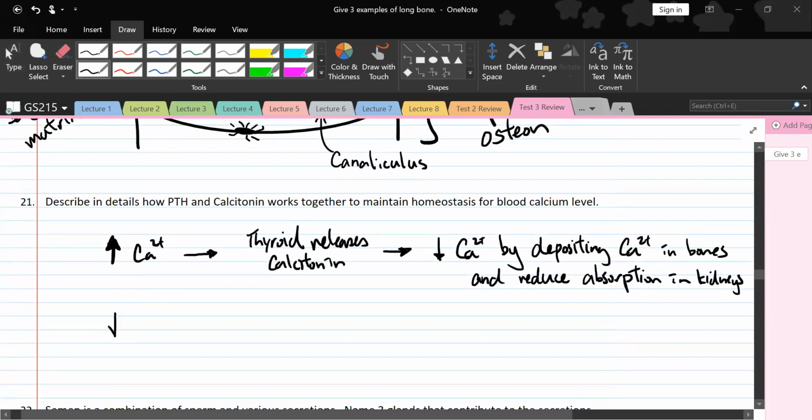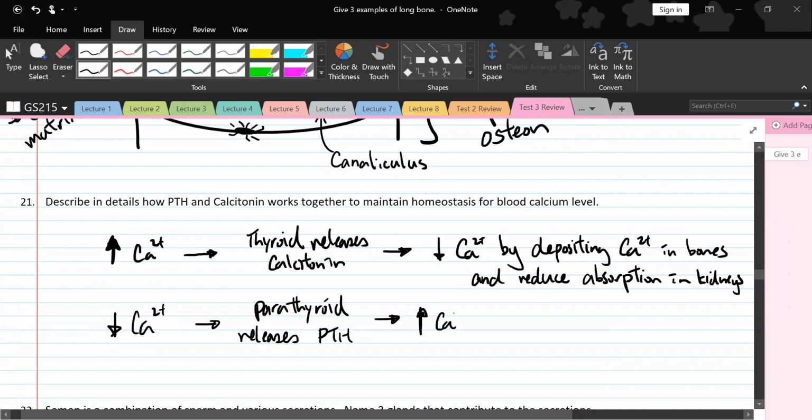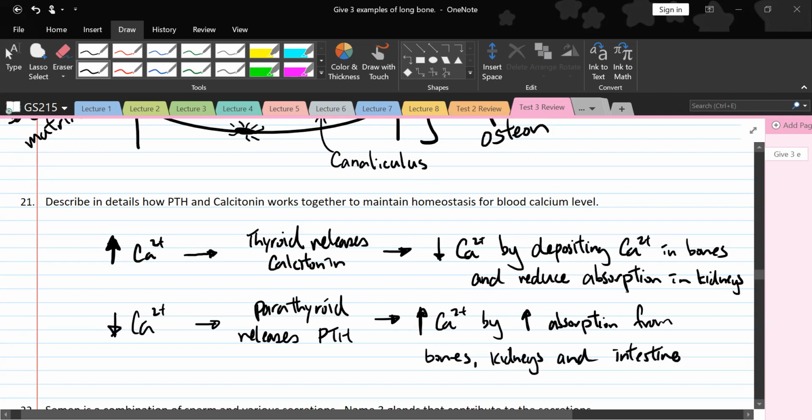On the other hand, if you have low calcium level in the blood, then the parathyroid releases PTH. And that would increase calcium by increasing absorption from 3 places: from bones, kidney, and intestine. Okay, 3 sources for calcium.